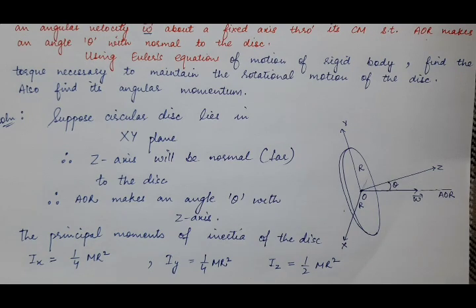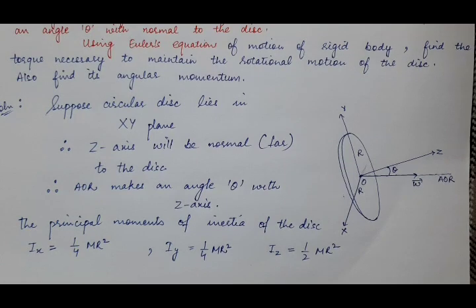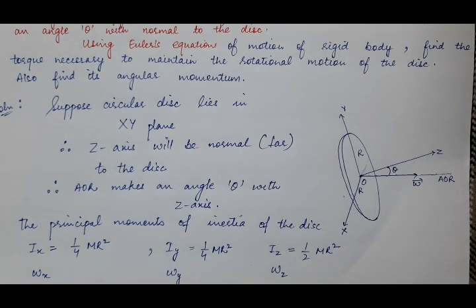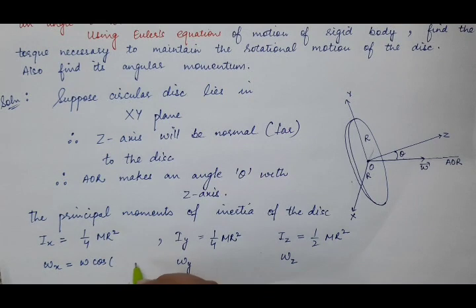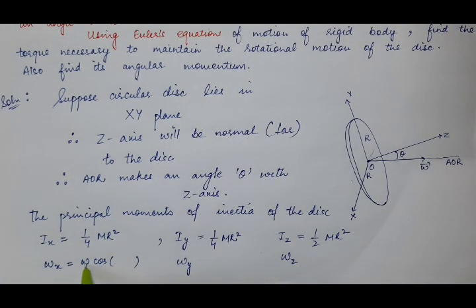Now what about the components of the angular velocity vector? Omega x, omega y and omega z, we will calculate these. So what will be the value of omega x? It will be the component of omega, so omega into cos. And what is the angle between the x-axis and the omega vector?